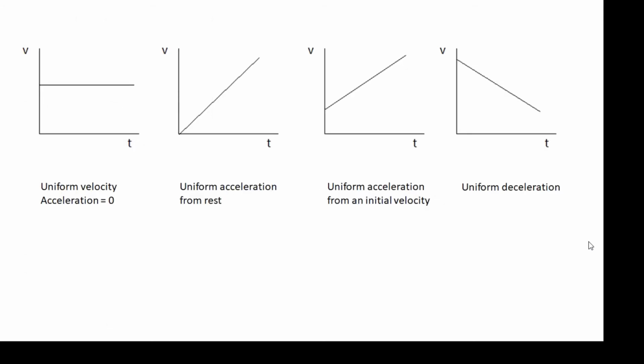Okay, here are some velocity time graphs. The first object is traveling with a uniform velocity. Its acceleration is 0. Then we have a uniform acceleration from rest, a uniform acceleration not from rest, from an initial velocity, and then the last one is a uniform deceleration.